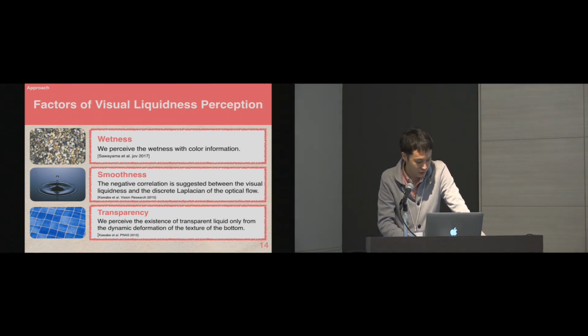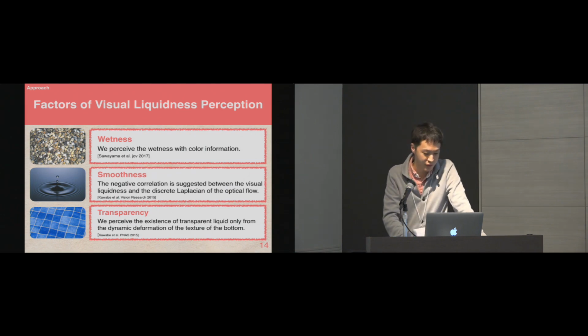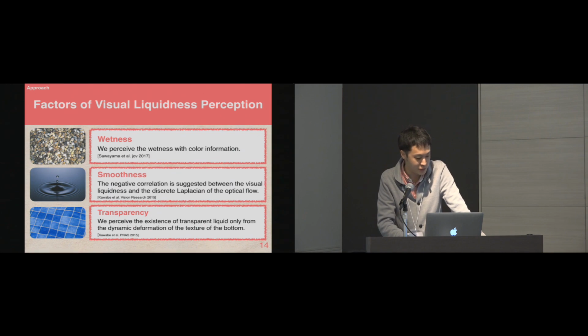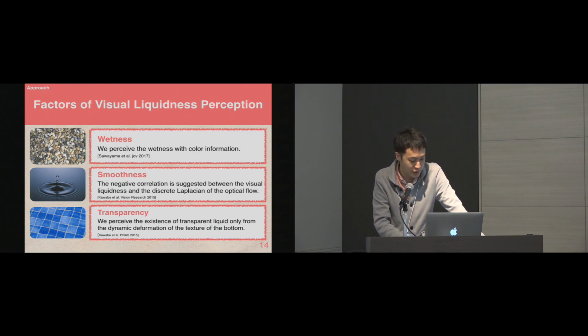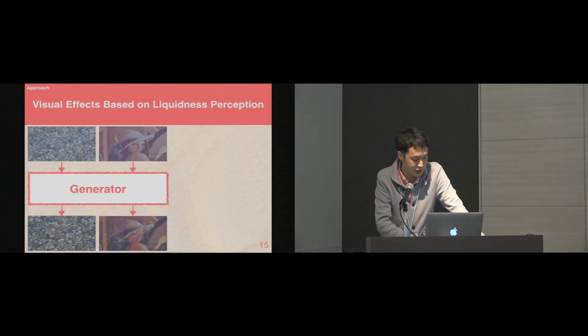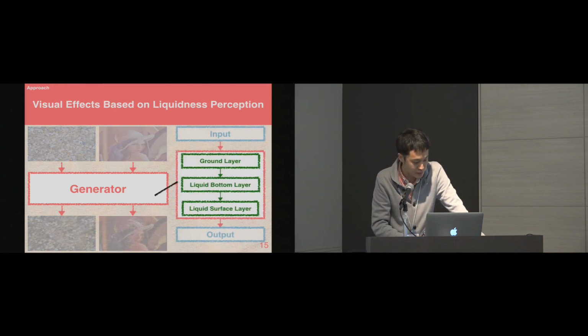In addition, Koike examined how the distortion of the liquid bottom causes the liquidness perception. We can perceive the existence of a transparent liquid only from the dynamic deformation of the liquid bottom texture. Following these researches, we consider wetness, smoothness, and transparency to be critical factors for visual liquidness perception. The projected image, which improves the visual liquidness impression, has a layer structure, and rendering is performed by parallel projection after generating images in each layer. The image generated with our method is composed of three layers.